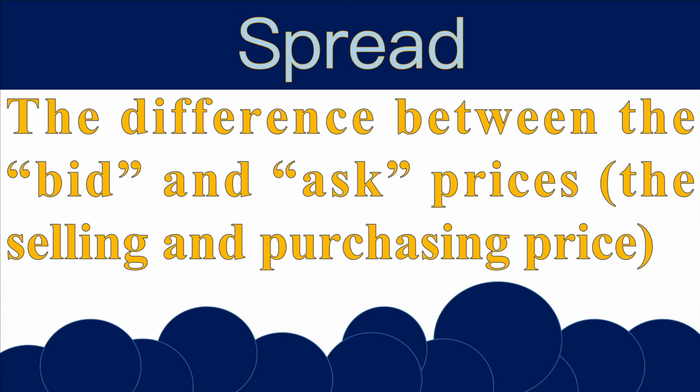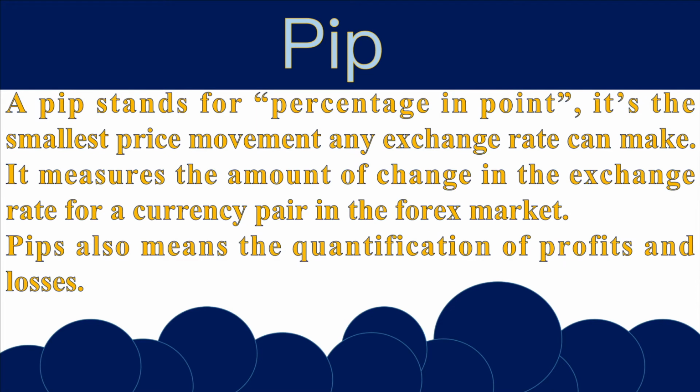Then we have spread. The difference between the bid and ask prices is known as the spread. Like I said earlier, the seller is willing to sell at 5,000 naira, but the buyer is willing to buy at 3,000 naira. So if you check the price difference between the buyer and the seller, you see that 2,000 naira is the price difference. So that 2,000 naira is the spread in that particular transaction. So let's see the next slide.